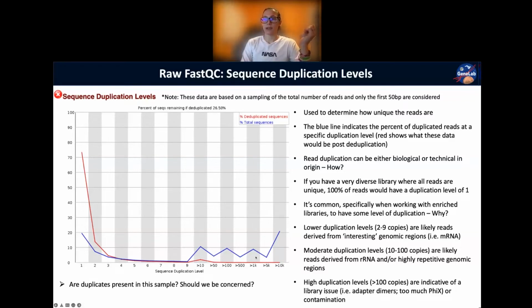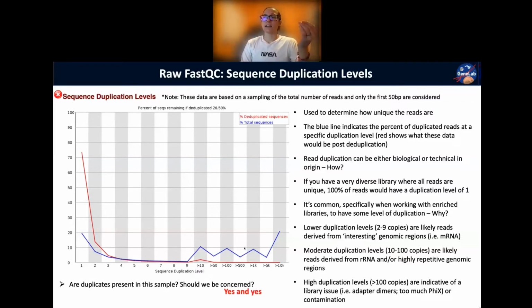So are there duplications present in our sample? Yes, duplicates are present, right? Should we be concerned? Is unsure. So I have yes and yes. So there are duplicates present, as Ty indicated in the chat, and indicative from this blue line here, right? We see that there are percentages of these subsampled reads that have duplicates.